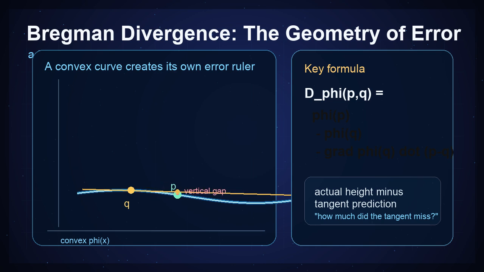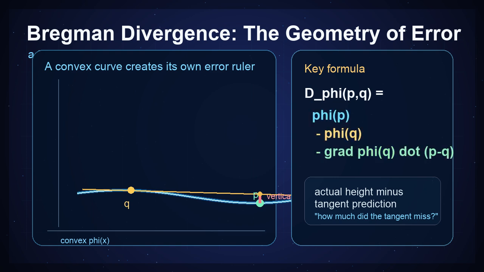What if error was not measured by a ruler, but by the curve you are learning from? That is the idea behind Bregman Divergence, a geometry of mismatch built from one convex function.